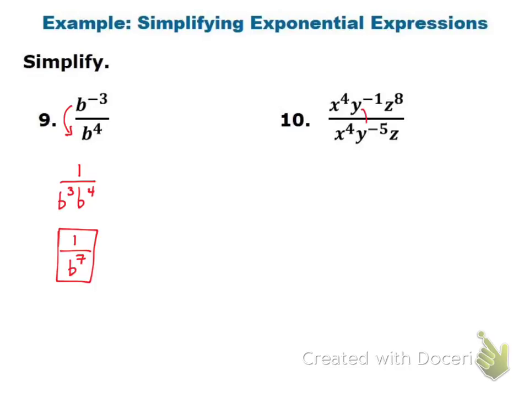Here, same thing, I'm going to move my y's first. My y's are just going to flip-flop places. So I get x to the 4th, y to the 5th, z to the 8th, over top of x to the 4th, y to the 1st, and z. Then I've got like terms here, x's, y's, and z's. I can go ahead and divide them by subtracting them. So I get x to the 4th minus x to the 4th will give me x to the 0 power, which doesn't make a difference. Y to the 5th divided by y to the 1st, I can subtract my exponents to get y to the 4th. And then z to the 8th divided by z to the 1st gives me z to the 7th.